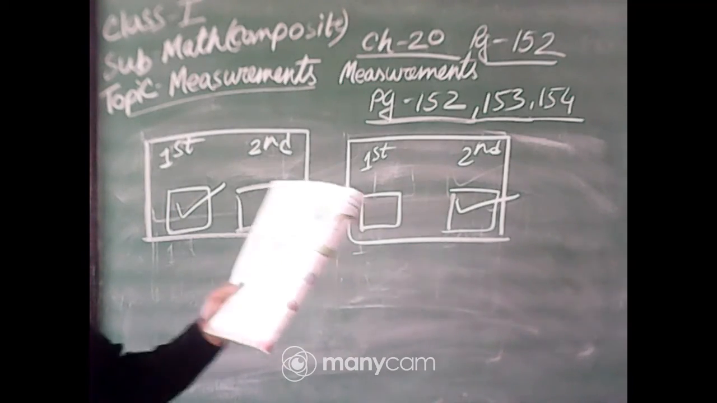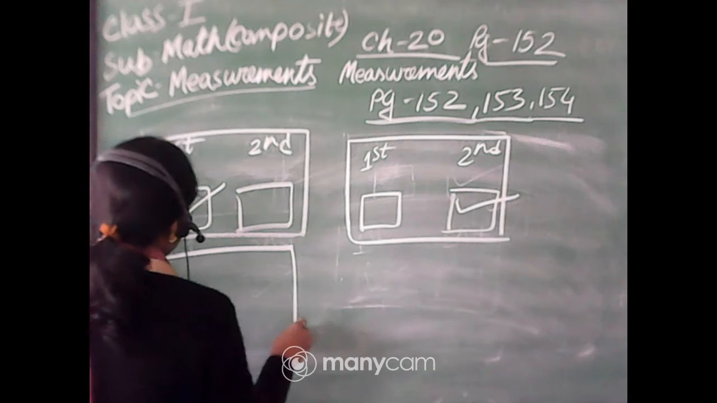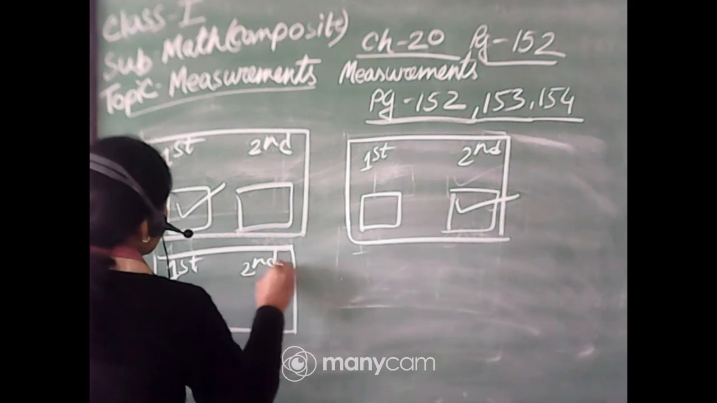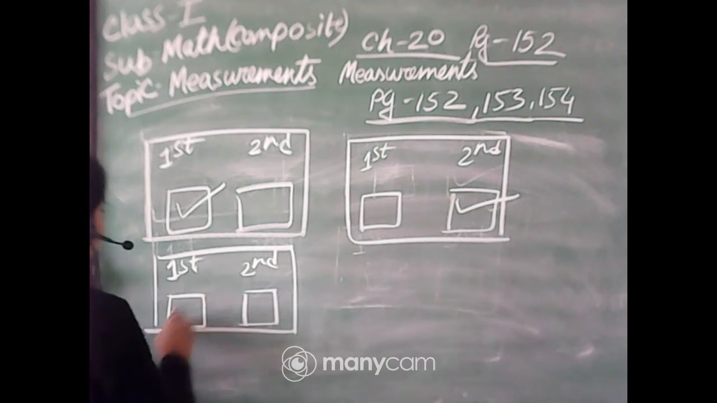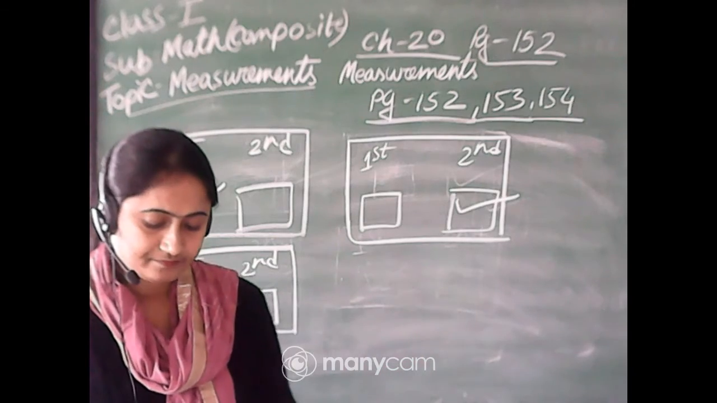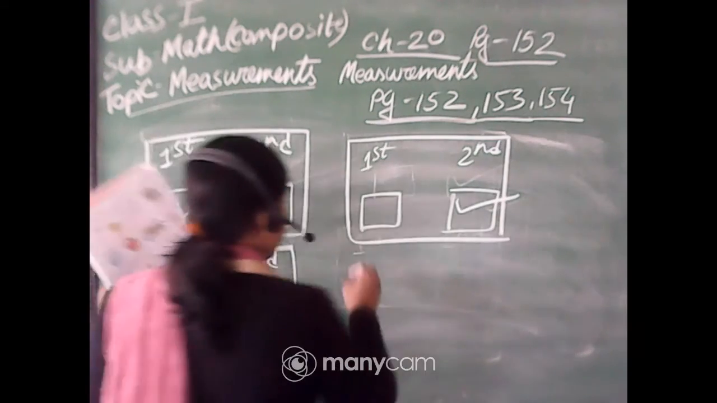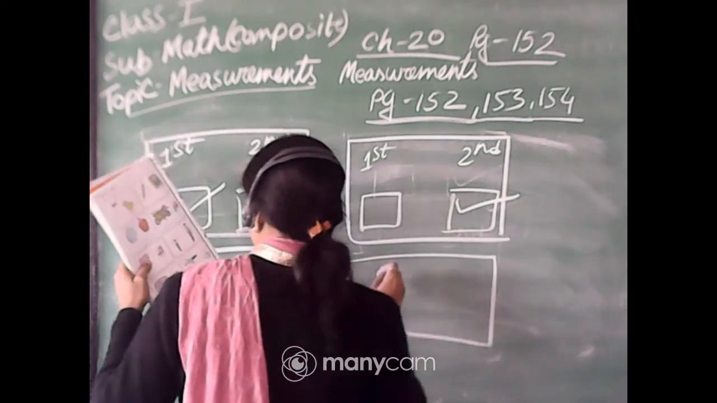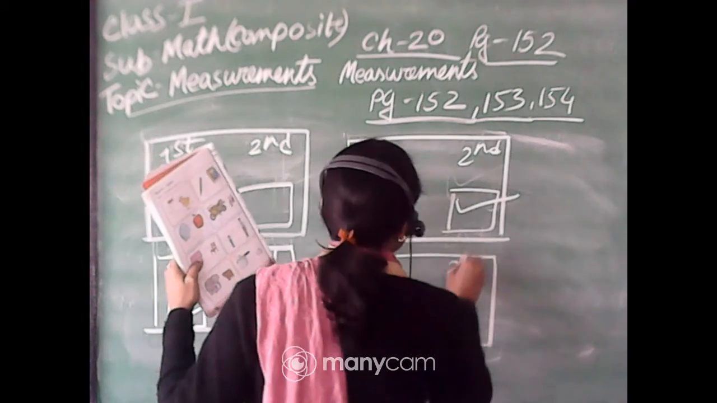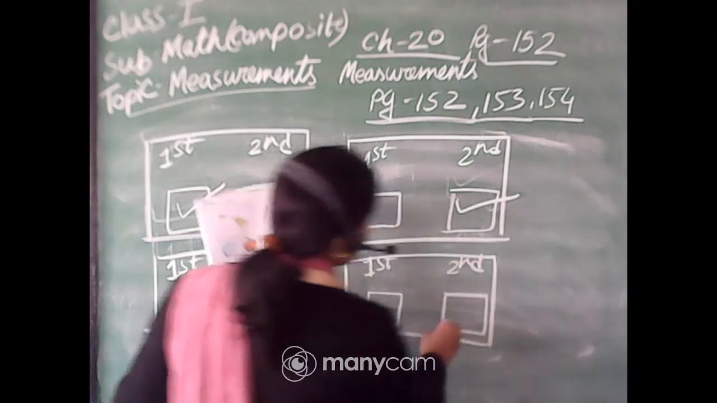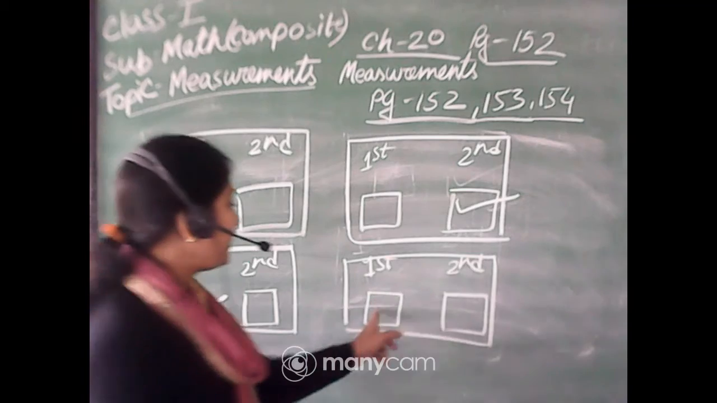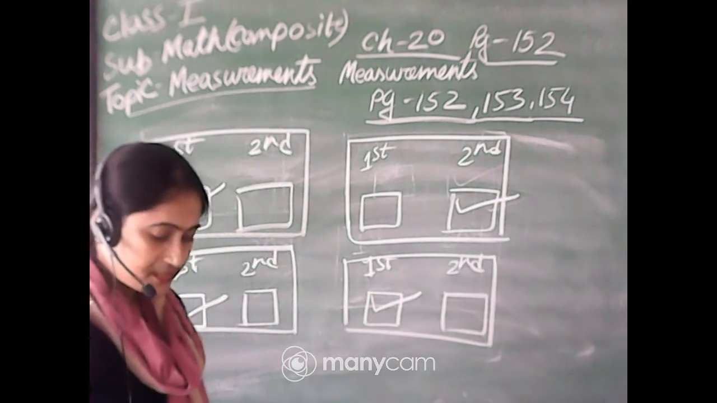Elephant and bear. Who is heavier? First one is elephant and second one is bear. Elephant is heavier than bear. Now cooker and teapot. First picture is cooker and the second picture is teapot. Which one is heavier? We all know cooker is heavier than teapot.